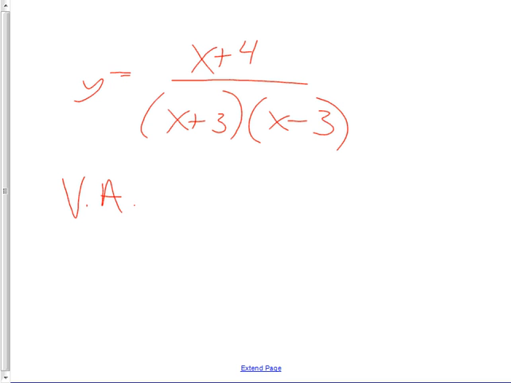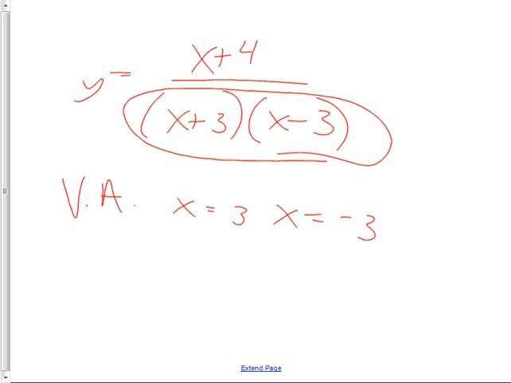All right. So hopefully you knew it was x equals 3 and x equals negative 3. Because those are the two things that would crash your function. And when they're crashing the function, they're making asymptotes.